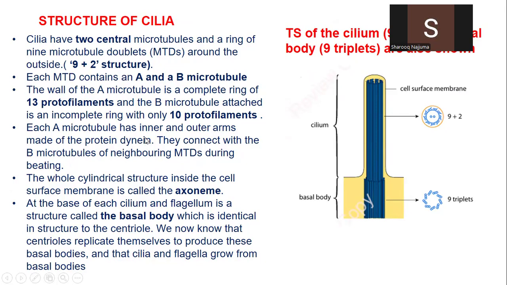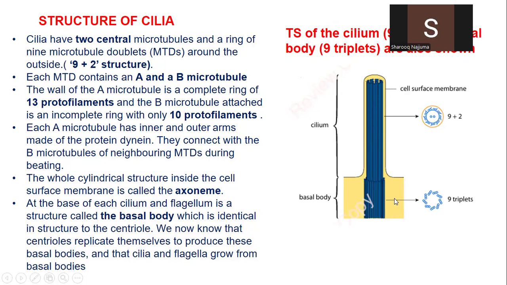So they connect with the B microtubules during beating. So that whole cylindrical structure, this is a cilium. So this whole cylindrical structure is called an axoneme. So this axoneme originates from a basal body.